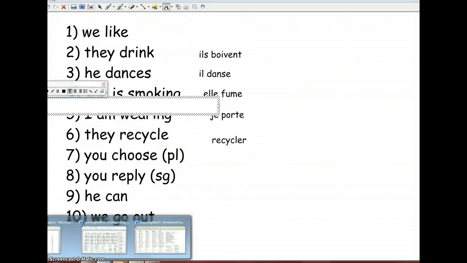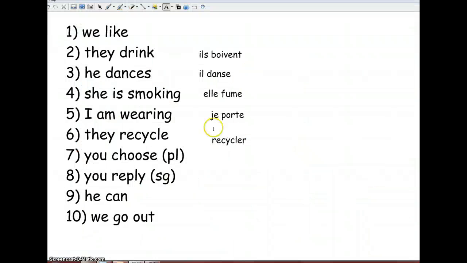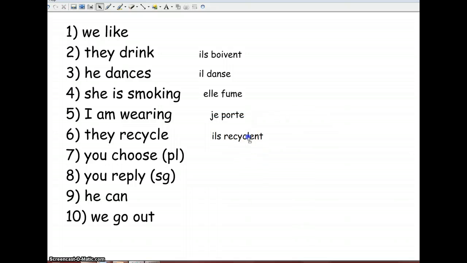They recycled. So the ending for ER verbs in the present tense, ent, is the bold there. Ent. So again, take off the ER and put on the ending. Okay, and then the word for they, and it might be a mix of boys and girls, so it's ils. If you want to put elles for all female, then that's fine as well. Ils recyclent. Remember that you do not pronounce the ENT on those they verbs. Ils boivent, remember, and ils recyclent.